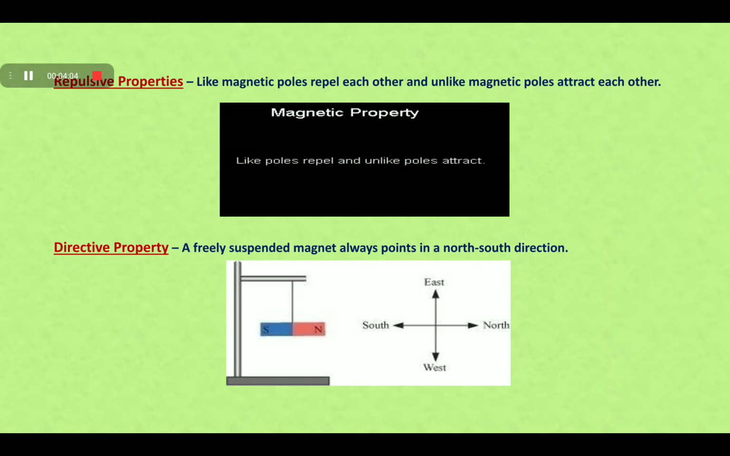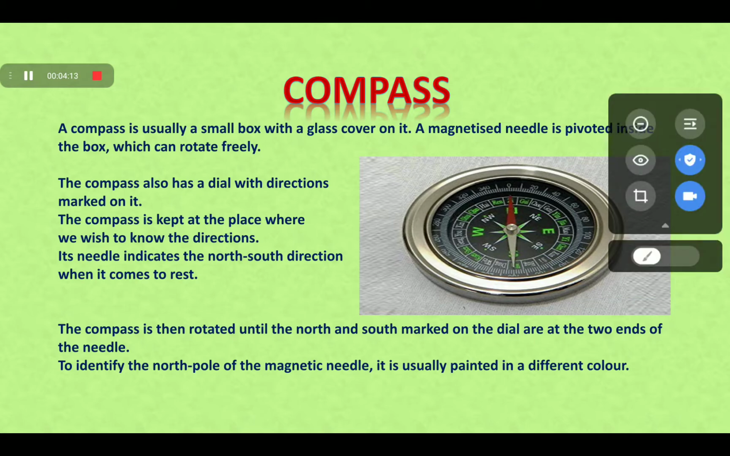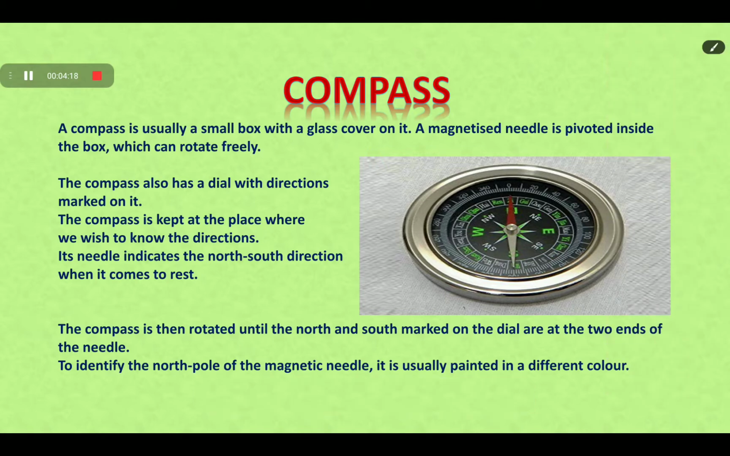Now, in the next slide, compass. Firstly, we will learn what a compass is and the construction of a compass. A compass is a device which is used to find the direction at any place. The compass is usually a small box which is covered with glass, and inside there is a magnetized needle which is pivoted inside the box and can freely rotate.